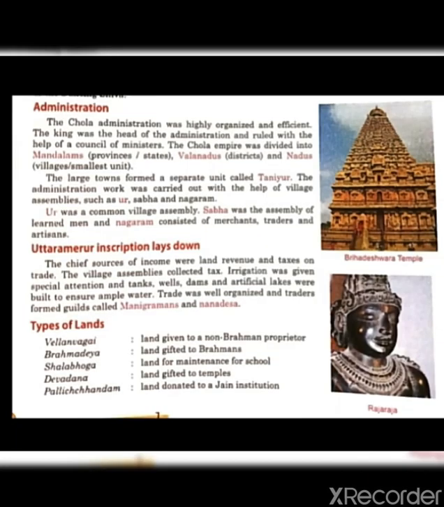Uttaramerur's inscriptions lay down that the chief sources of income were land revenue and tax on trade. The village assembly collected tax, and irrigation was given special attention. Tanks, wells, dams, and artificial lakes were built to ensure ample water. Trade was well organized, and traders formed guilds called Manigramam and Nanadesi.